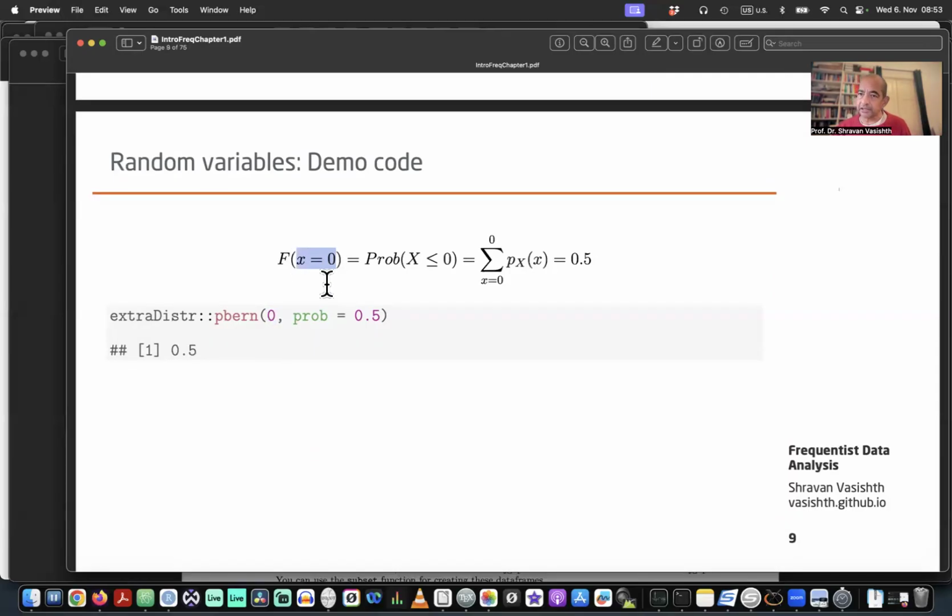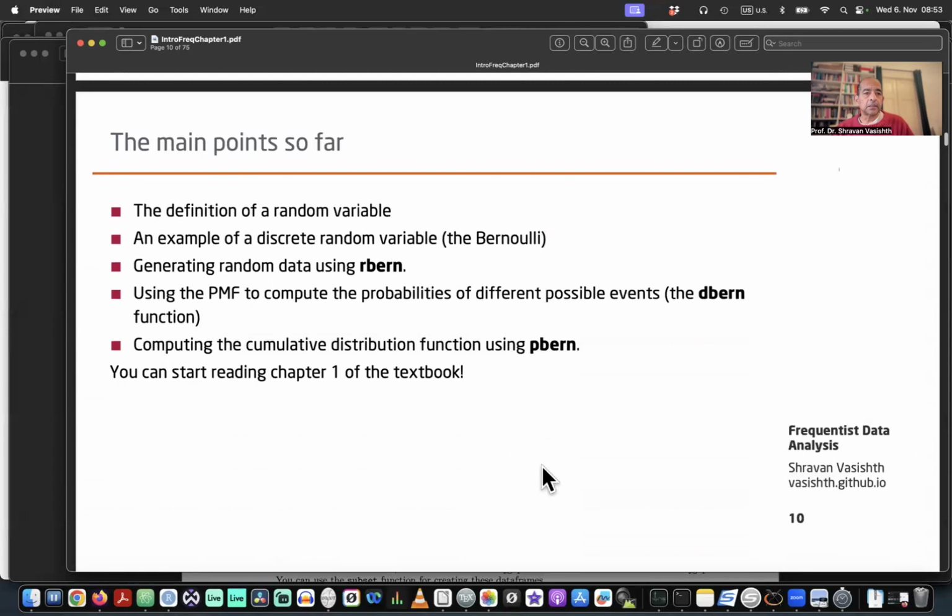Well, there's nothing less than 0, right? Therefore, the probability of observing 0 or something less than that is the probability of observing 0, which is 0.5 in this particular example. Okay? All right.